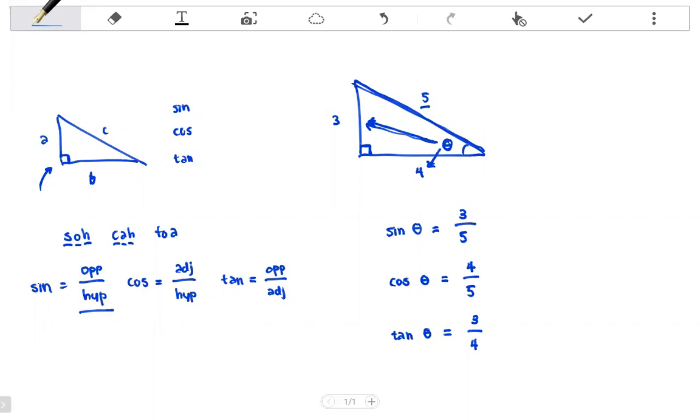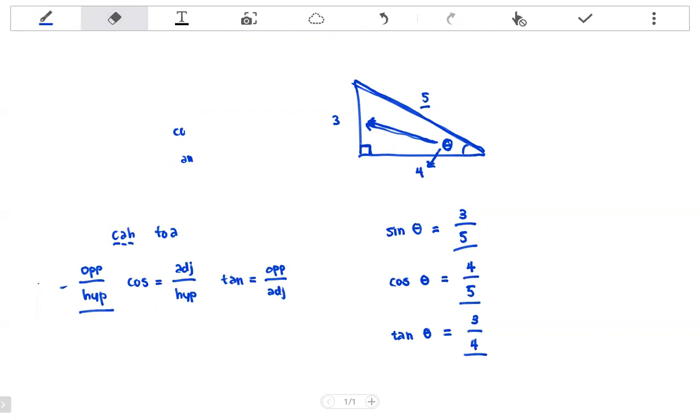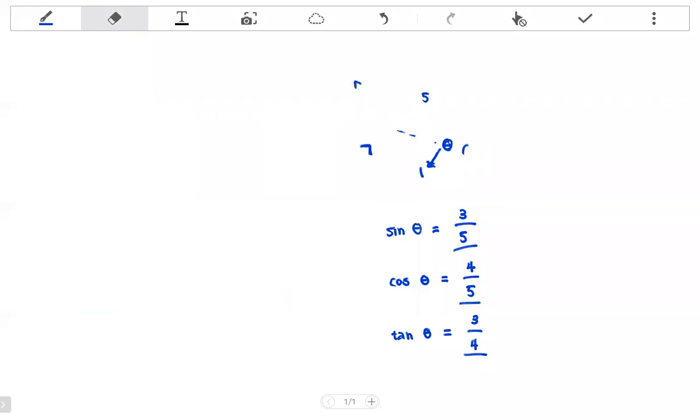So we can study these to find the ratio of the right triangle. So knowing these, any questions so far actually? Of SOHCAHTOA. Hopefully you guys know this.